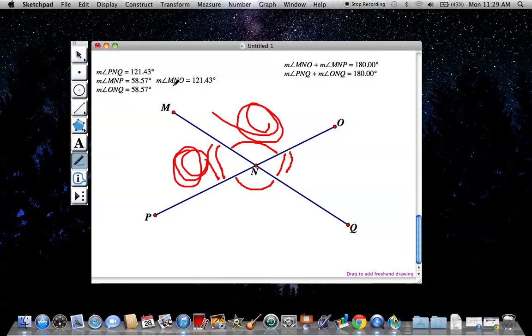Supplementary angles are angles that add up to 180. Complementary angles are angles that sum to 90 degrees. And vertical angles are angles that are non-adjacent, that are formed by intersecting lines, so they share a common vertex, and they are also congruent to one another.